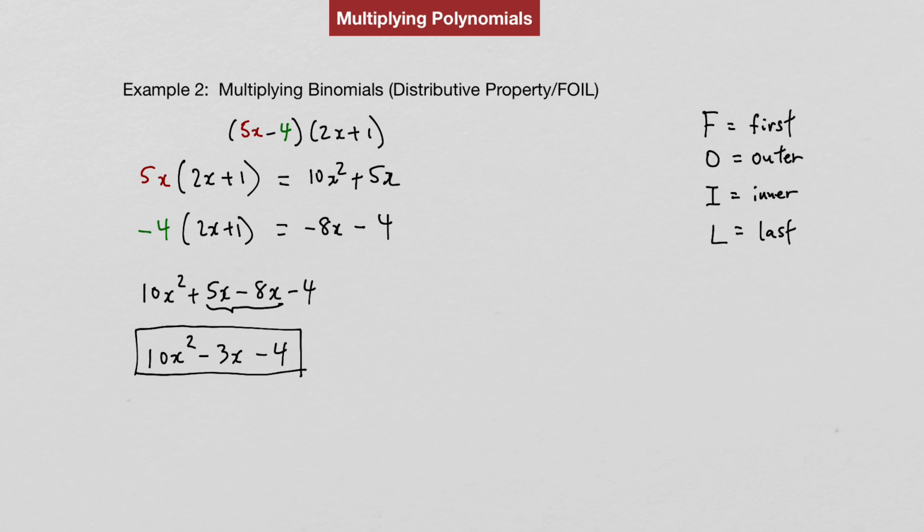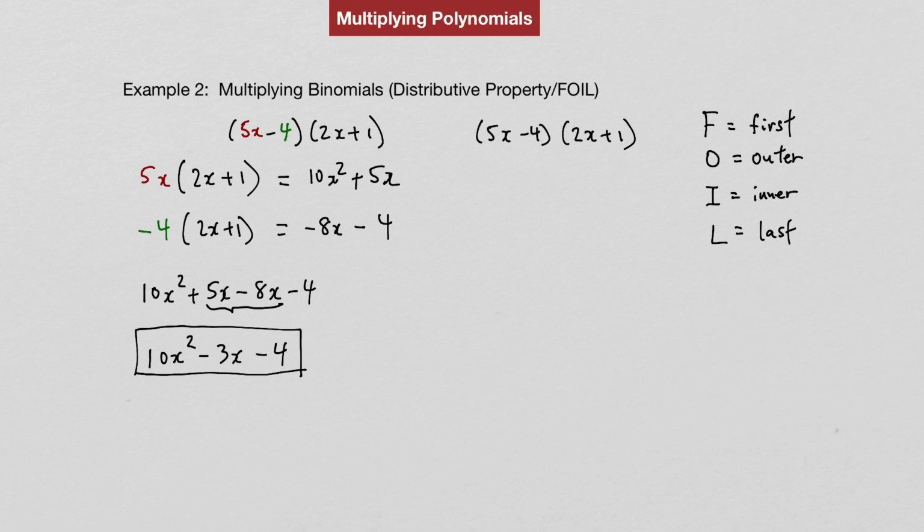F stands for first, O stands for outer, I stands for inner, L stands for last. And let me go ahead and show you what I mean by first, outer, inner, and last. So we're going to start with the same binomial: 5x minus 4 times 2x plus 1.